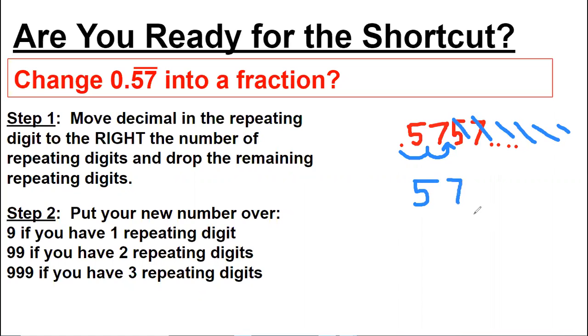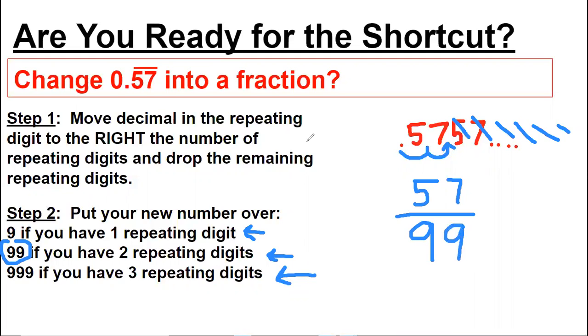And now we're going to put it over, let's see what step 2 says. Put your new number over 9 if you have 1 repeating digit, 99 if you have 2 repeating digits, 999 if you have 3 repeating digits, and we could say 9,999 if we have 4 repeating digits, etc. So how many repeating digits did we have? We had 2, right? So we're going to put it over 99. There is our shortcut method.